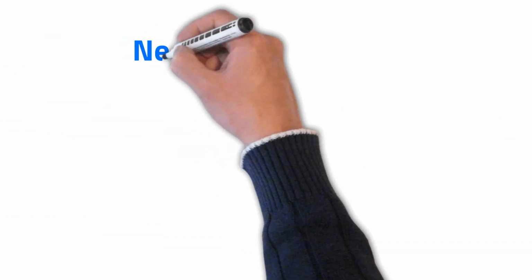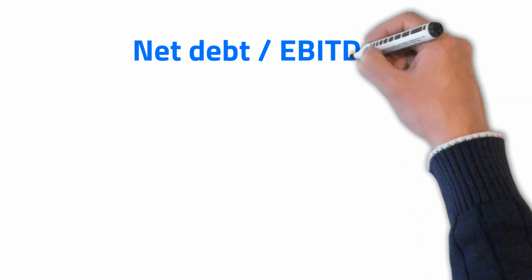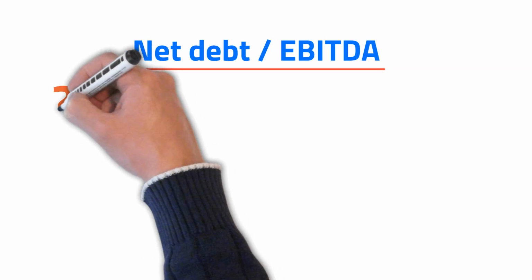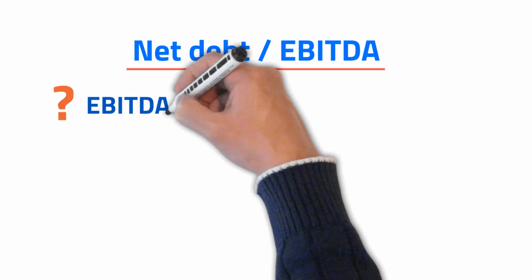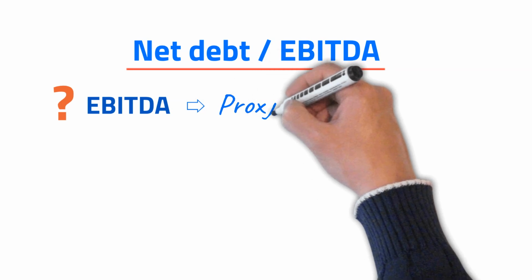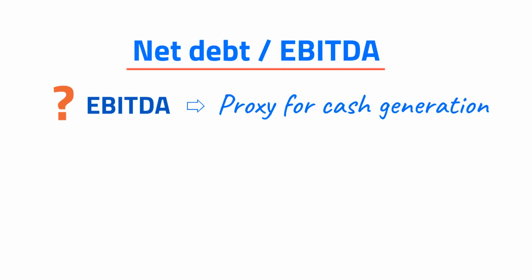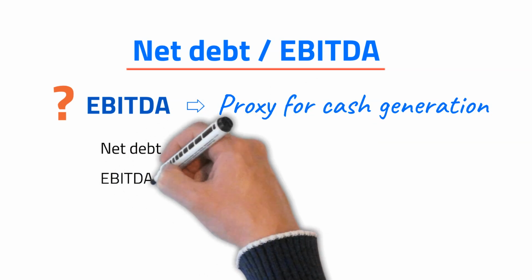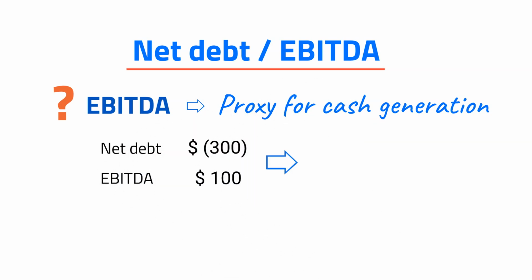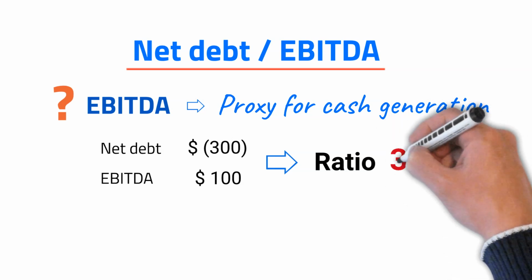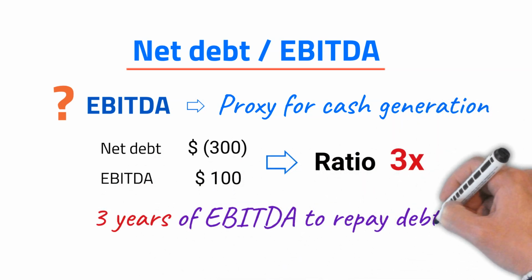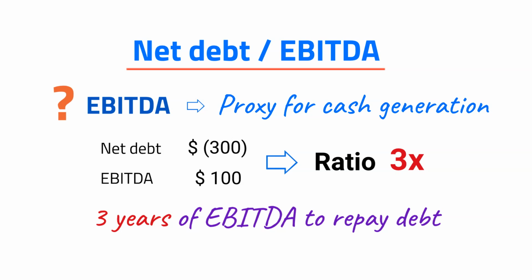That can also materially change leverage ratios like net debt to EBITDA, which is one of the most important ratios in finance related to net debt. Why EBITDA? Because EBITDA is a proxy for operating cash generation. For example, with a net debt of 300 and EBITDA of 100, the ratio is 3. This means the company would need roughly 3 years of EBITDA to repay debt. The higher the ratio, the higher the risks are.